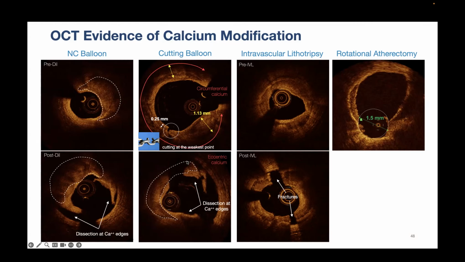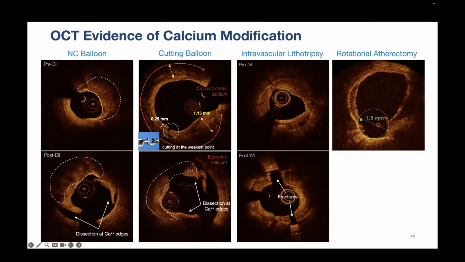Once you're dealing with eccentric calcification, we get the same thing as with non-compliant balloons. We just dissect the edges. There's not much modification. And it's important to see the distance from the calcium surface to the lumen. Sometimes this is going to be deeper than the blades you have in the cutting balloon, so the blades are never going to touch the surface. So it's always important to take a look at that.